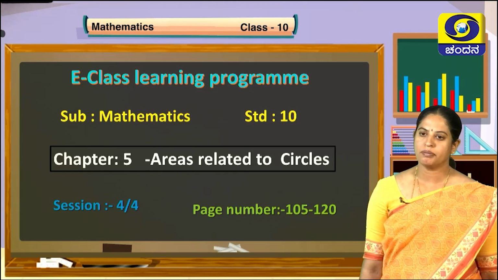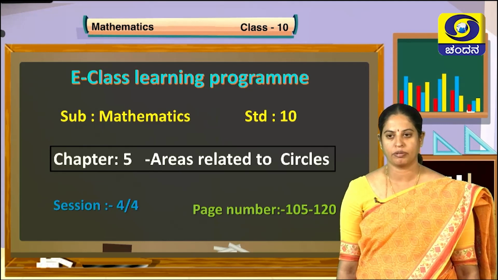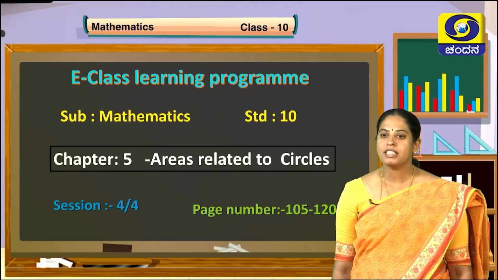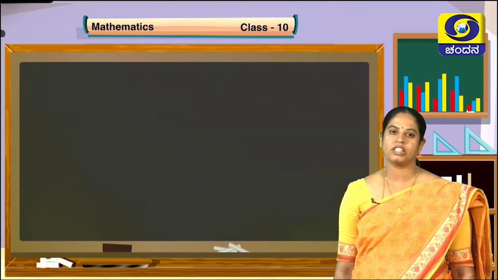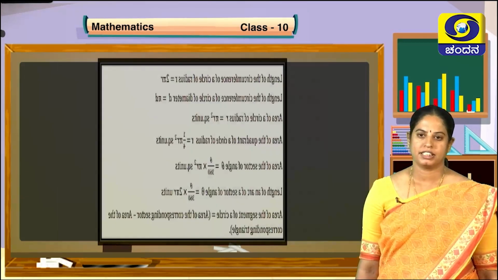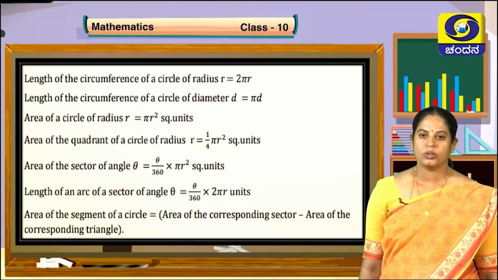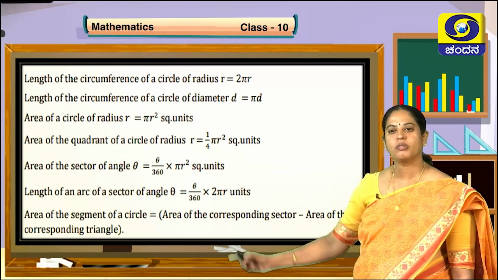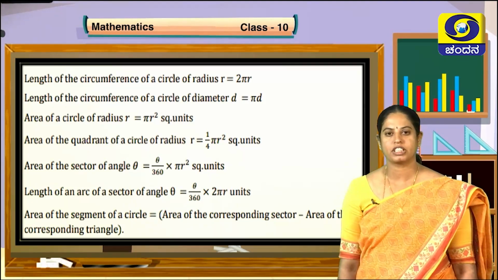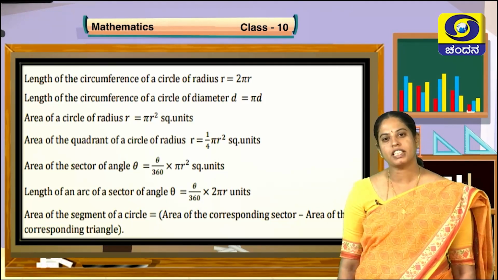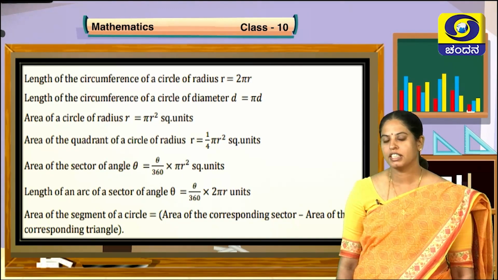Children, it is very important to know about the formulas so that we can easily solve the problems. Let me recall whatever we learnt in the last 3 sessions. So, the list of formulas are here. Let us recall the formulas. The first one, length of the circumference of a circle of radius r.